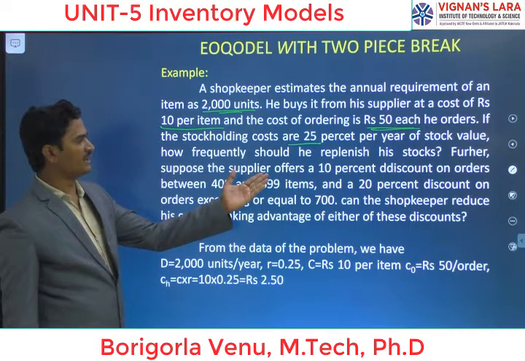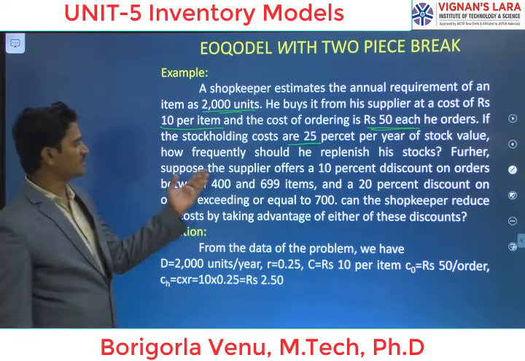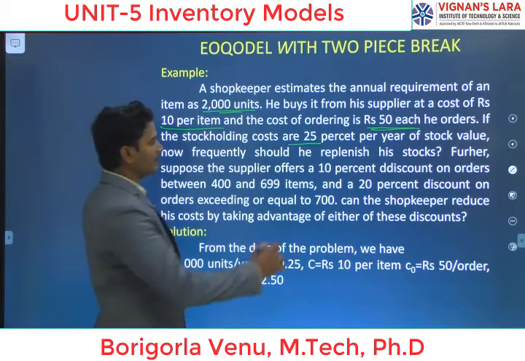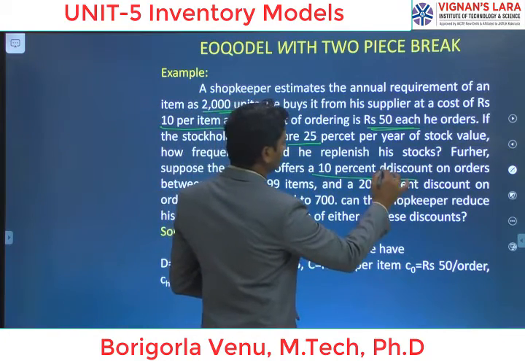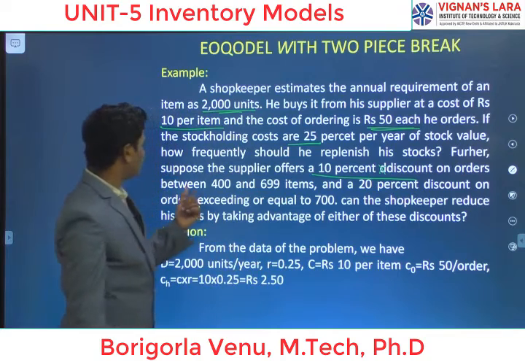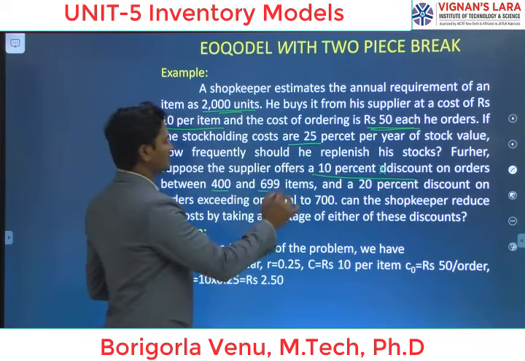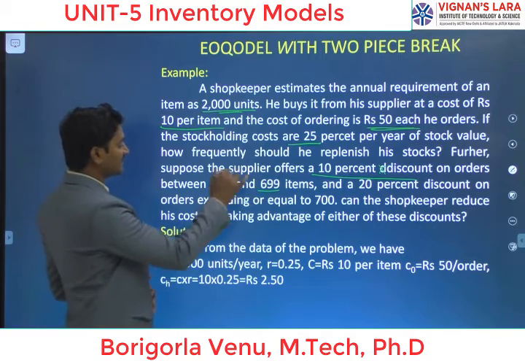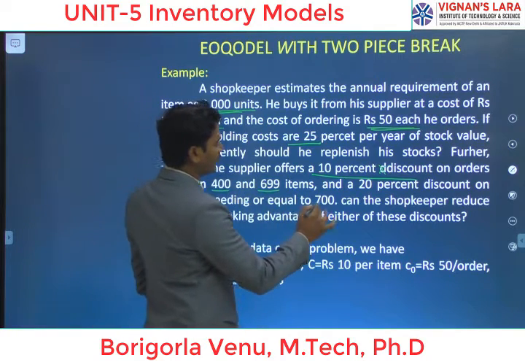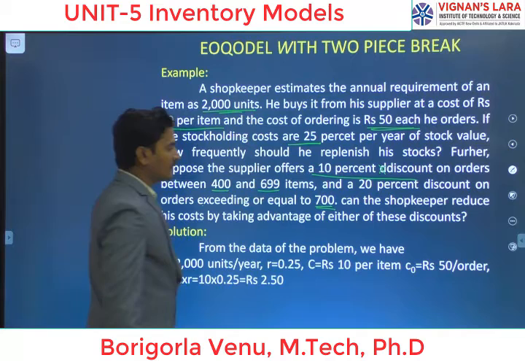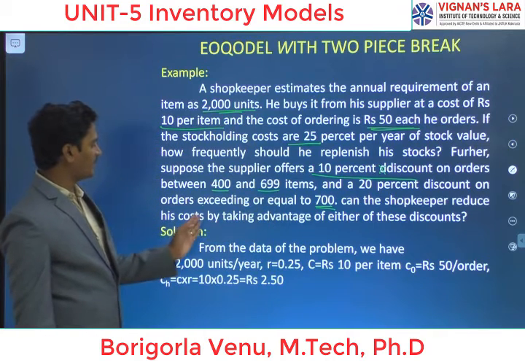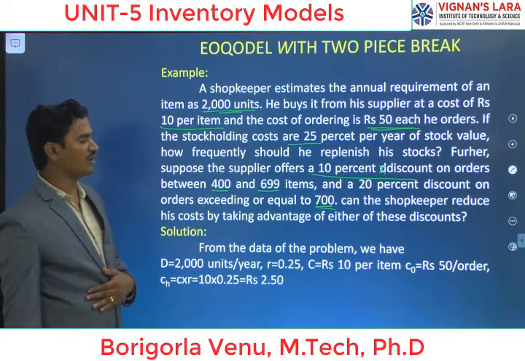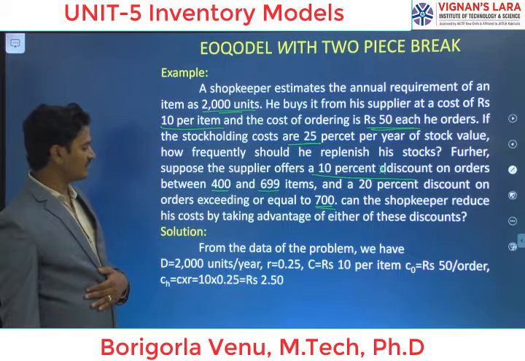Next, further suppose the supplier offers a 10% discount on orders between 400 to 699 items and a 20% discount on orders greater than or equal to 700. Can the shopkeeper reduce his costs by taking advantage of either of these discounts?